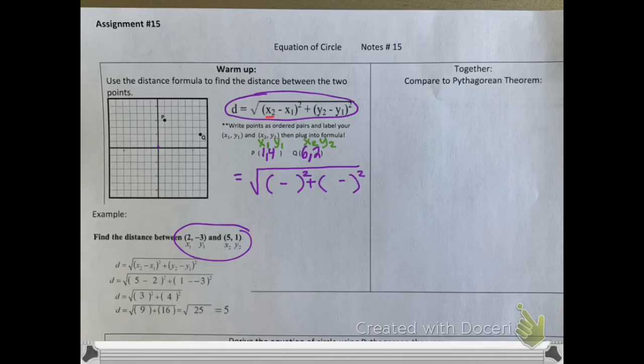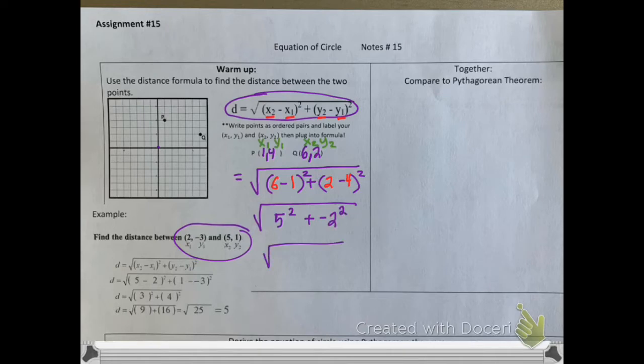X2, which is 6, X1, which is 1, Y2, which is 2, Y1, which is 4. So I'm going to rewrite that square root symbol, and now I'm just going to subtract my numbers inside the parentheses. So 6 minus 1 is 5, so 5 squared, plus 2 minus 4 is negative 2, so negative 2 squared.